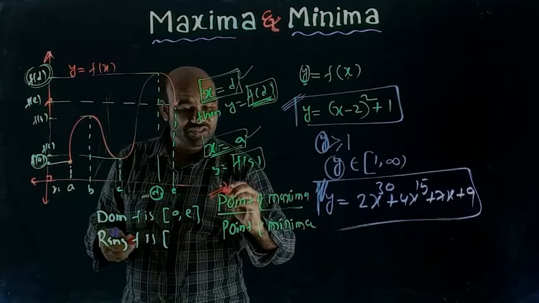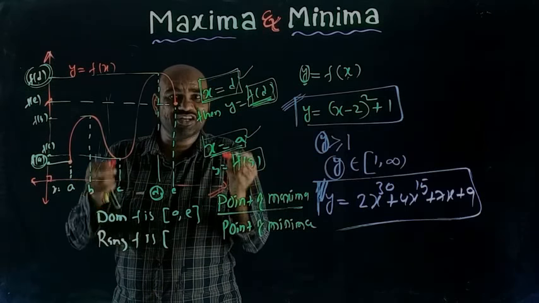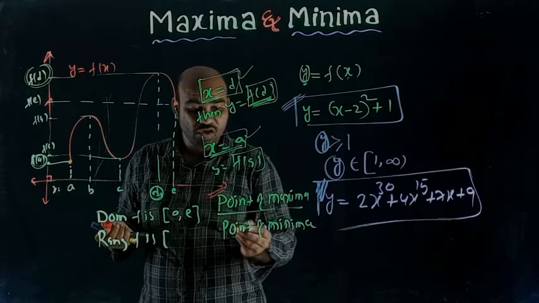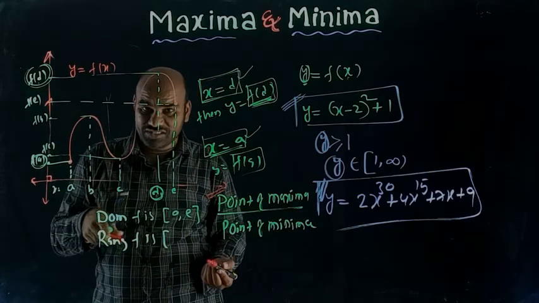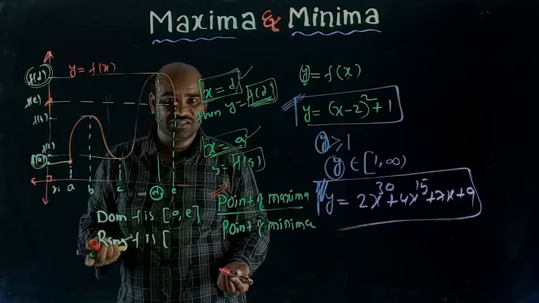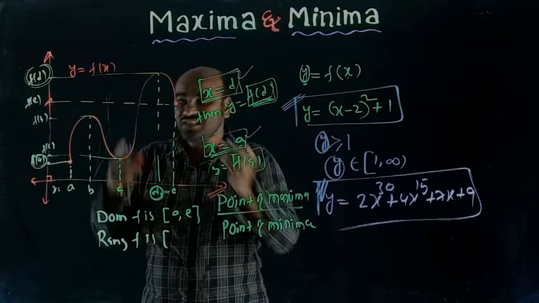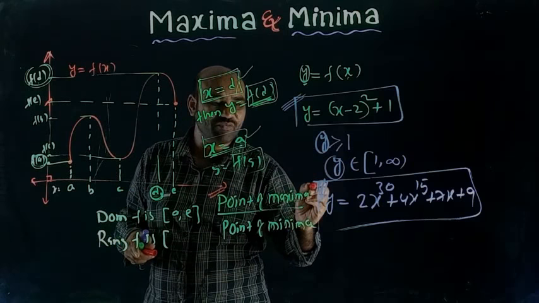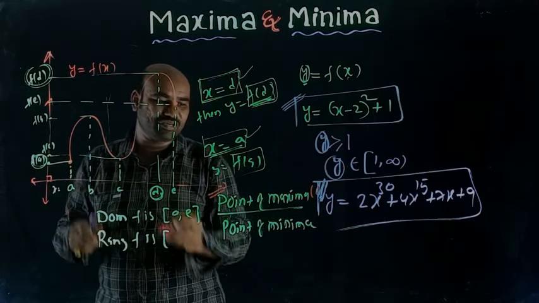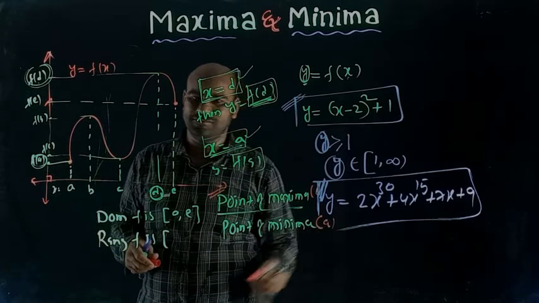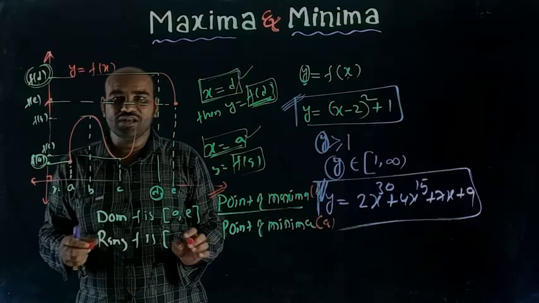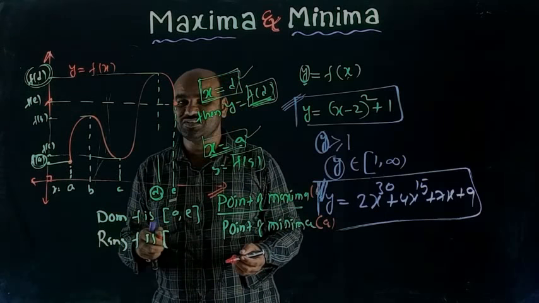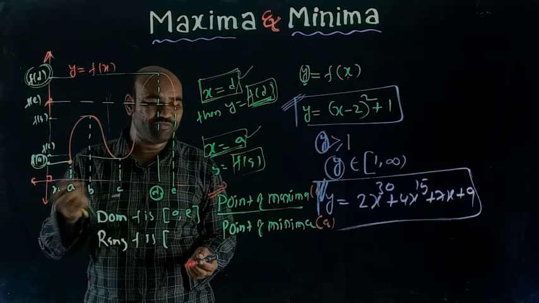Point of maxima means the x value, what x the function attains its maximum value at. That x is called the point of maxima. Point of minima: what value of x the function attains its minimum value at. That x is called the point of minima. In this example, point of maxima is d, and point of minima is a. In this way, I can explain the maximum value and the minimum value of a function, and the point of maxima and the point of minima.